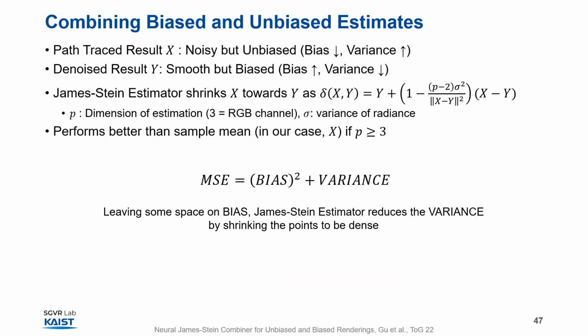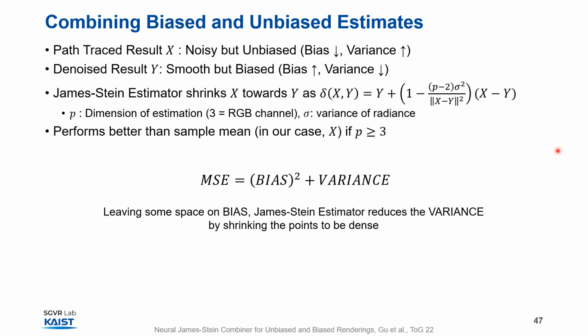To overcome such a problem, this work uses a concept of combining biased and unbiased estimates. And let's talk about the basic principles here. So we have two inputs. One is a path traced input, which is noisy but unbiased. Another one is a denoised result, which is less noisy but biased. Using the two inputs, the James-Stein estimator can provide a better solution that has a lower error than the other two by combining them using the equation here.